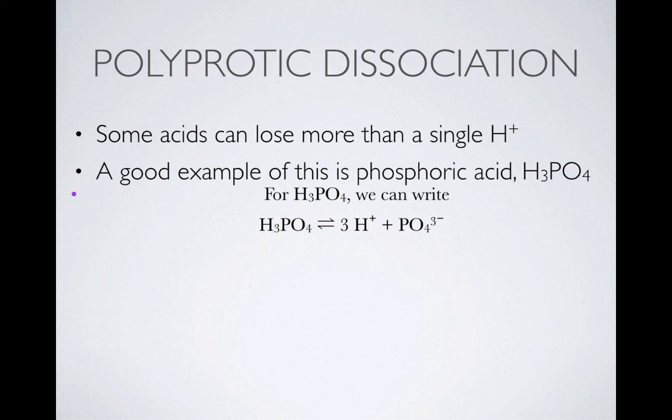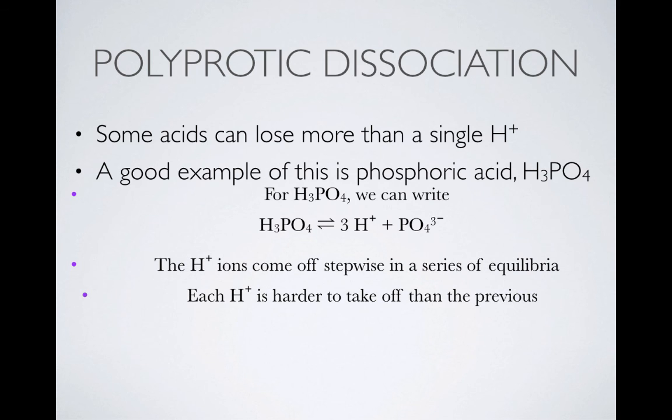Now, if we just write the dissociation for phosphoric acid, we could write it in one step. Phosphoric acid goes to 3 H pluses, and the phosphate ion, PO4 3 minus. However, the dissociation of these H pluses, or the ionization, does not happen in a single step. It happens as a series of equilibria. And as we look at the equilibrium constant values, we'll see that each hydrogen ion is harder to take off than the previous one.